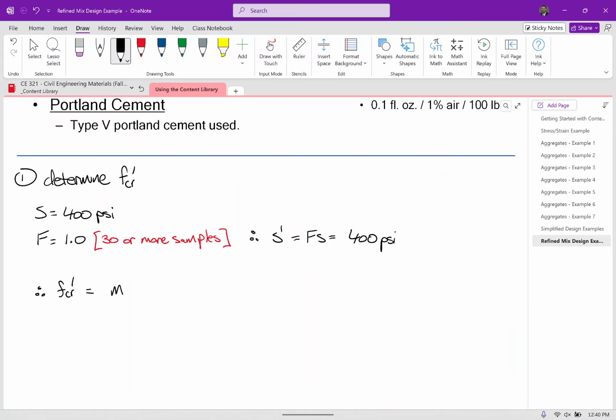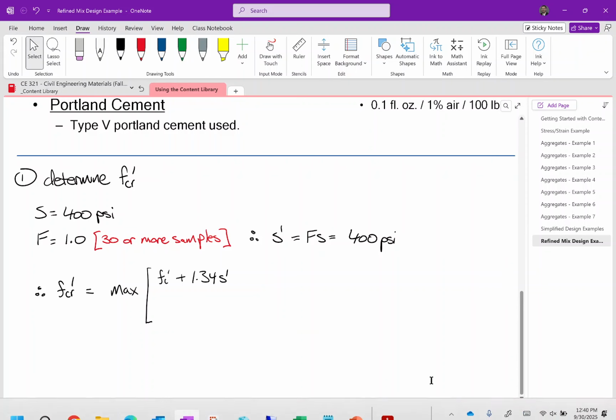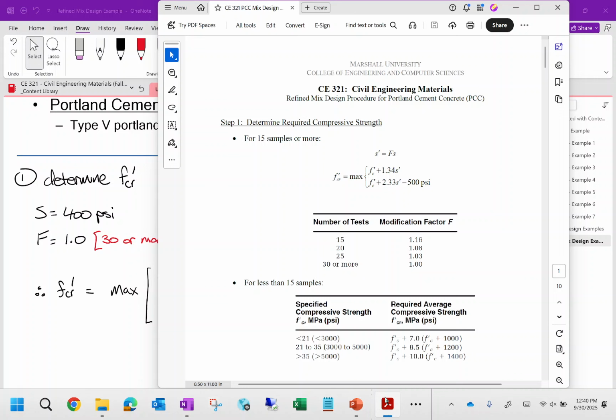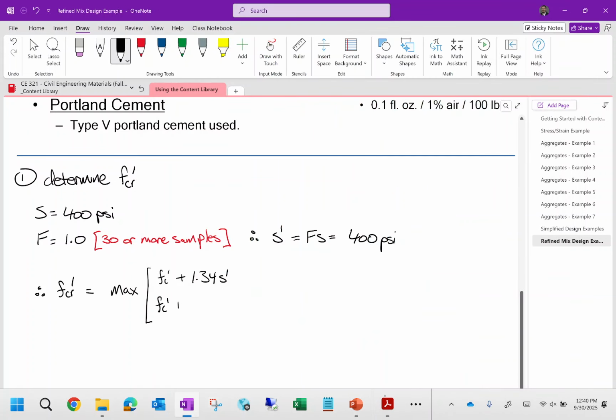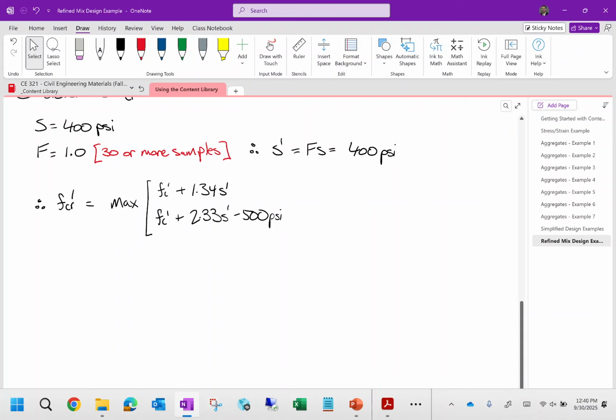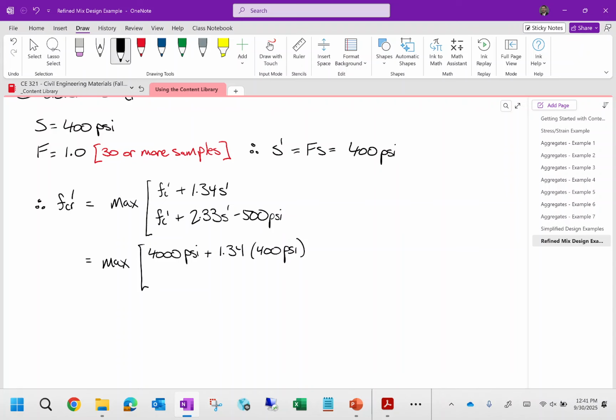f'cr is going to be the maximum of the following: f'c plus 1.34 S, and f'c plus 2.33 S minus 500, or S prime, but it doesn't really matter in this case because it's all the same. So just plug and chug.